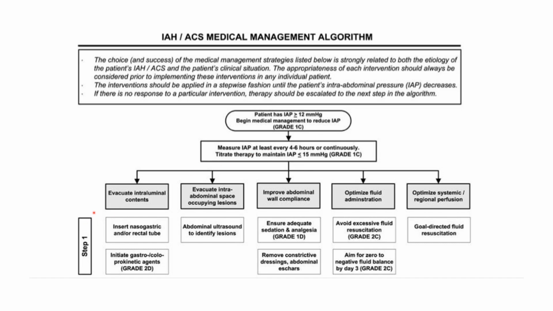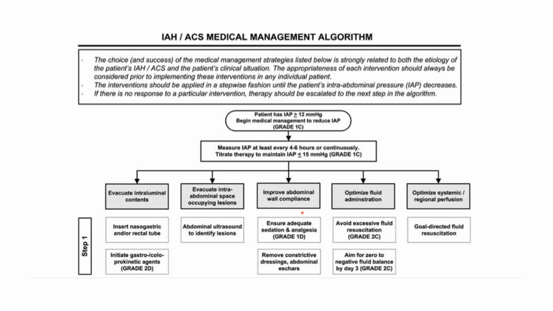So the first step, we have to evacuate the intraluminal contents by using the nasogastric and or the rectal tube. And also we have to evacuate the intra-abdominal space of any occupying lesion, which can be fluid, a solid mass, or whatever the cause. So here we identify the lesions by using ultrasound. Do we have ascites? Do we have significant ascites? Do we have a Wilms tumor in this patient?